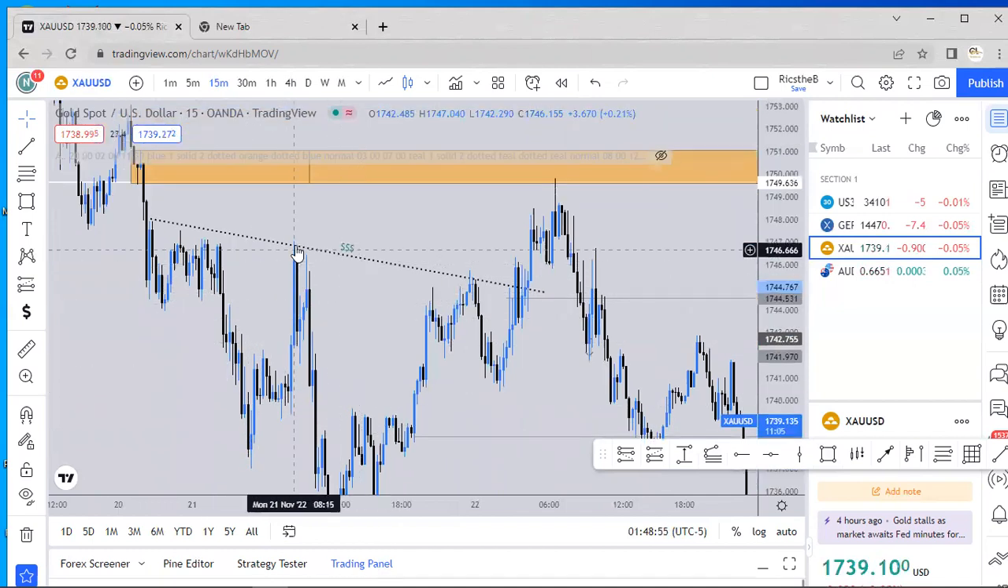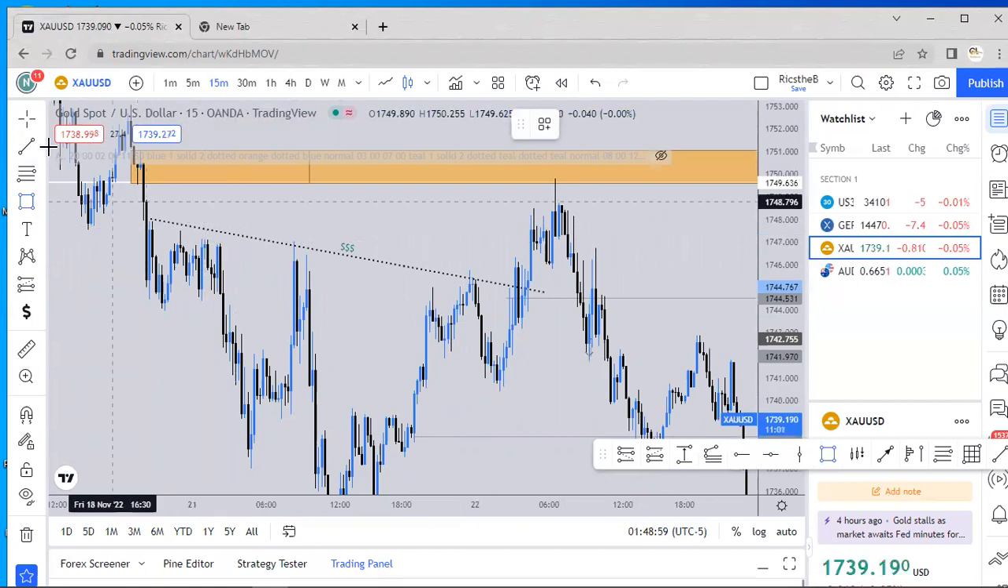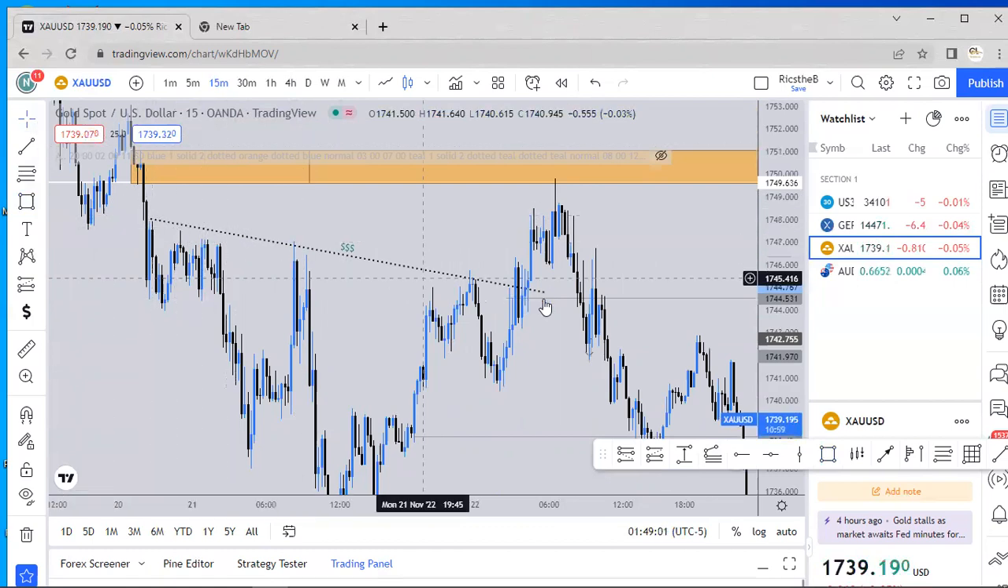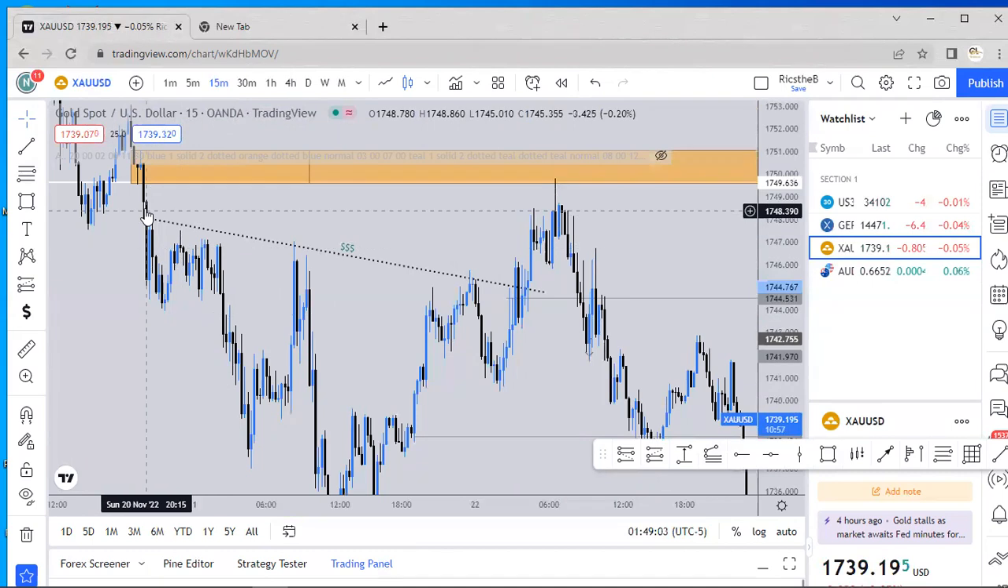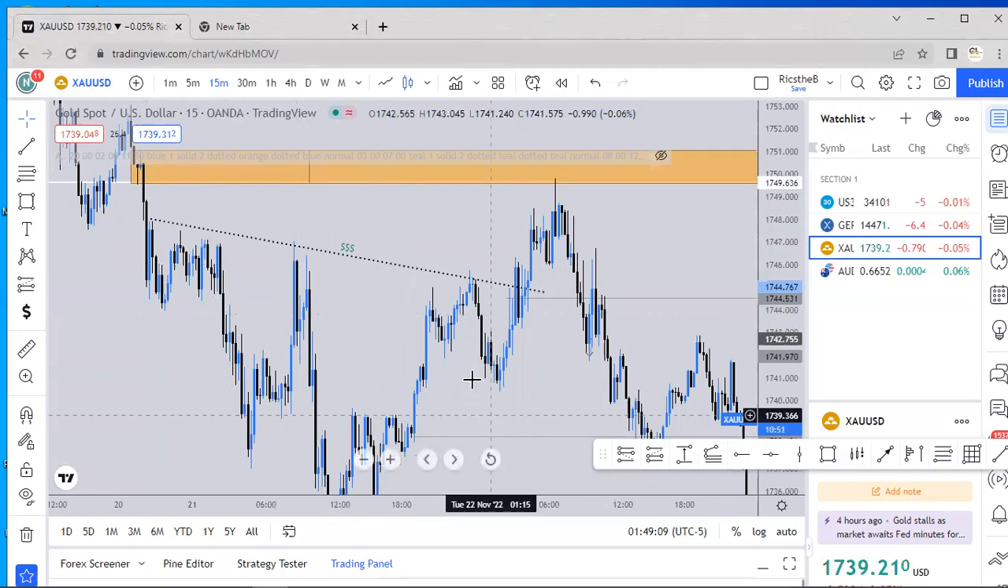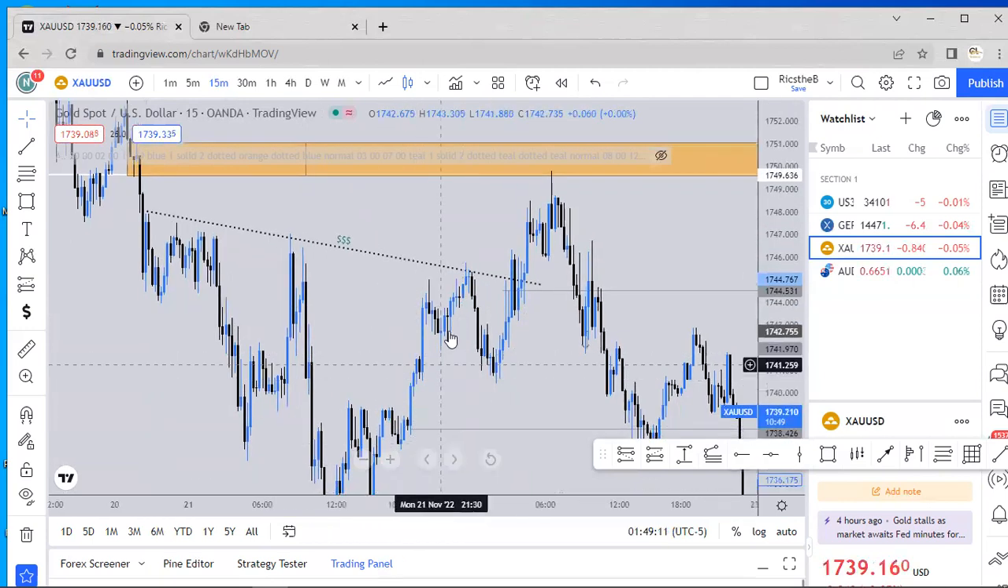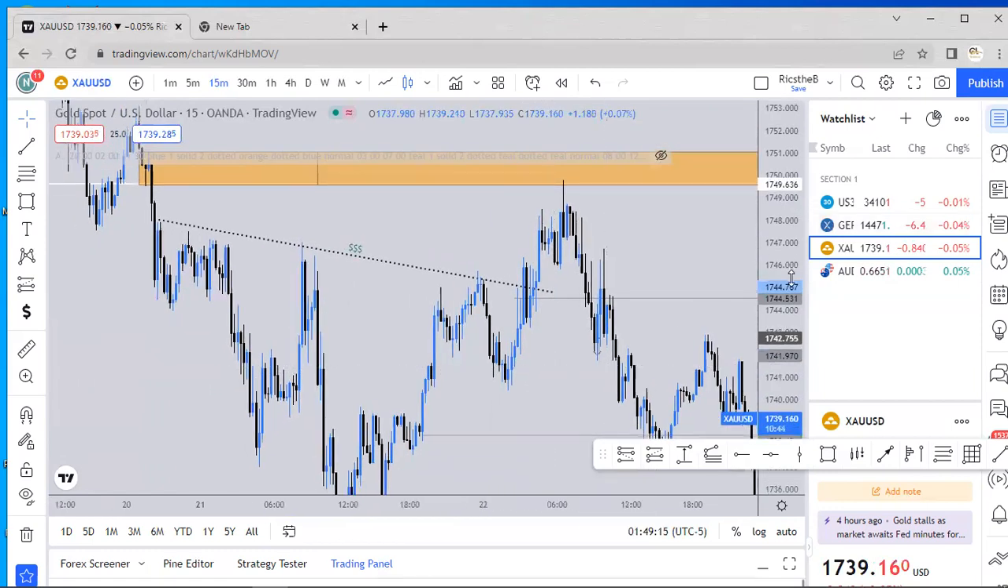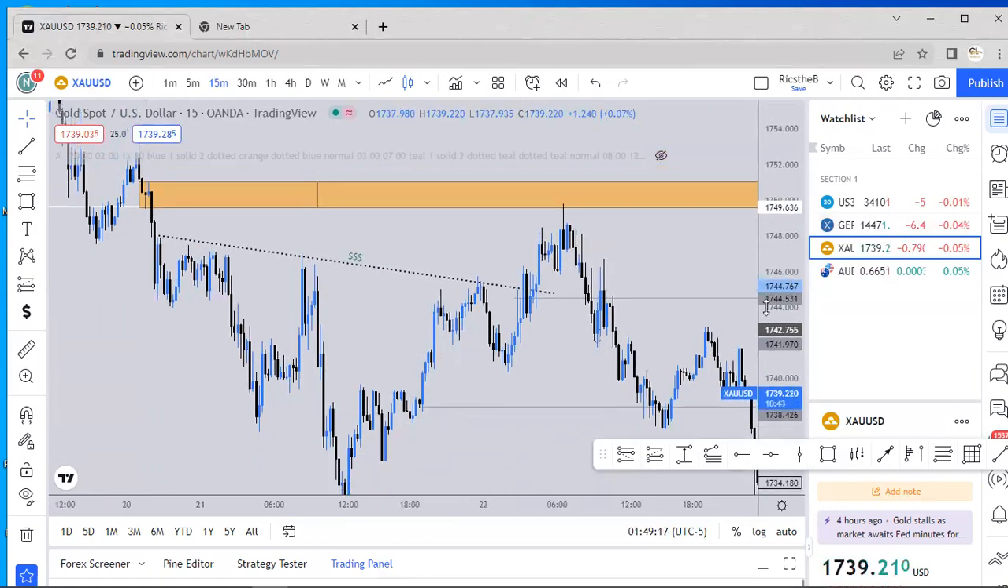Then we can see price again kept on coming to this zone. I used this horizontal line just to show you guys the liquidity. So you can see price would come back to this level, then rejection, price dropping further, then price again coming back to that level, then dropping further. So I defined liquidity as stop losses.